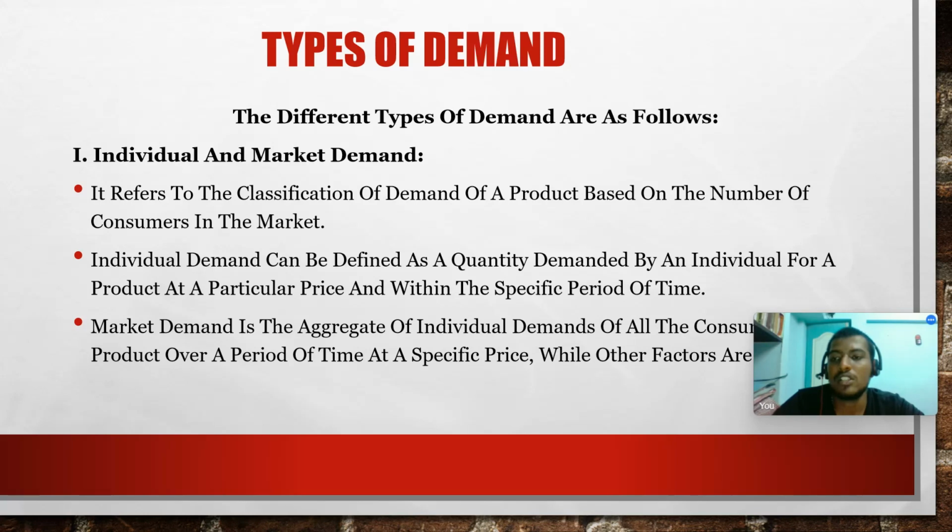First, we are going to discuss individual and market demand. It refers to the classification of demand for a product based on the number of consumers in the market. Individual demand can be defined as the quantity demanded by an individual for a product at a particular price and within a specific period of time. Market demand is the aggregate of individual demands for the consumer product over a period of time at a specific price, while other factors are constant.